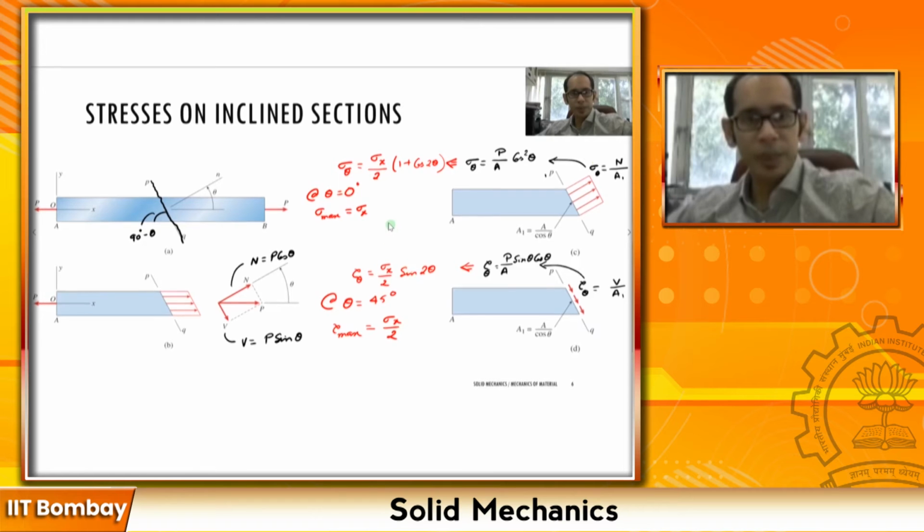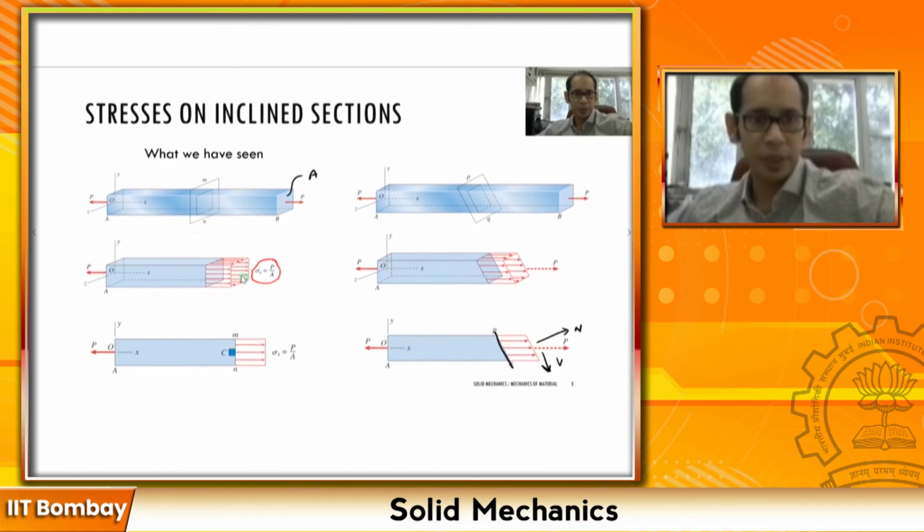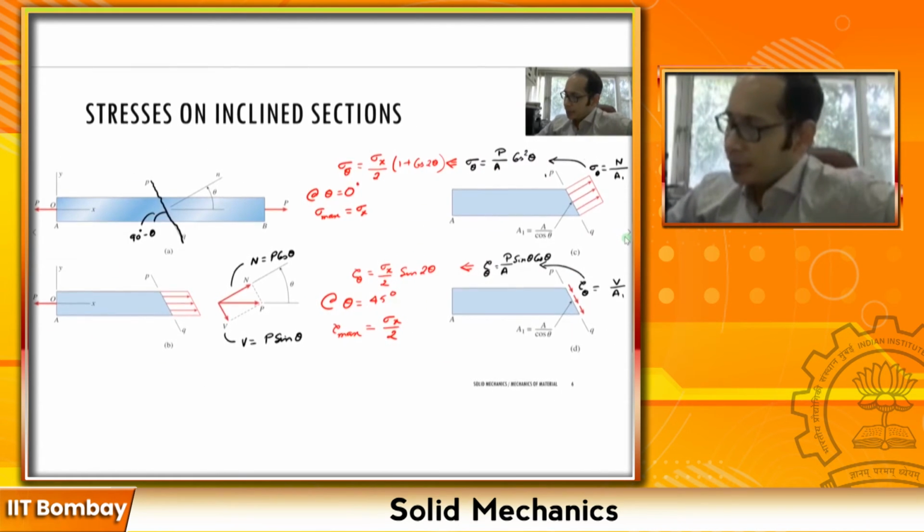You will see tau of theta becomes equal to 0, which is obvious because when I was taking this particular section, at theta equals 0, I did not have any shear on this face, I only had a normal stress. So at theta equals 0, sigma max equals sigma x, and tau at theta equals 0 degrees is equal to 0.